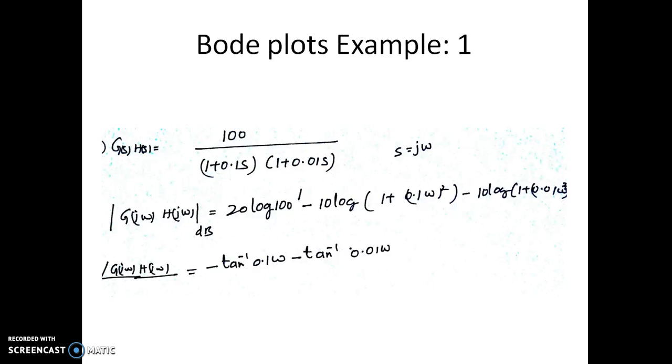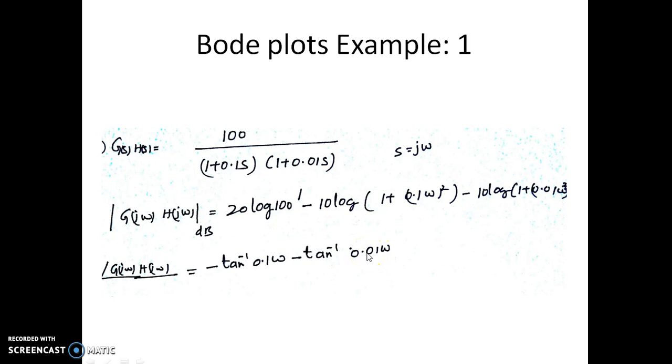So let us consider a few examples of Bode plots and try to obtain their gain and phase margins. Now here we have a second order system having poles at 10 and 100. The magnitude is given by 20 log of 100 minus 10 log of 1 plus (0.1 omega) whole square, minus 10 log of 1 plus (0.01 omega) whole square, and the phase happens to be minus tan inverse of 0.1 omega and minus tan inverse of 0.01 omega.